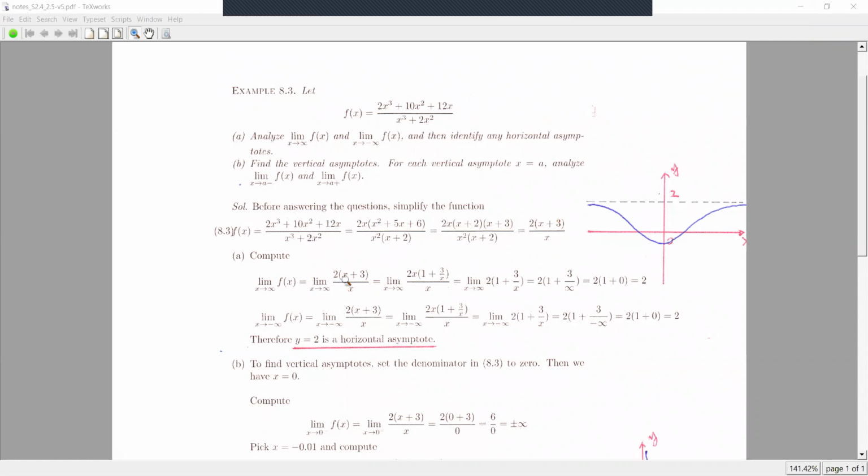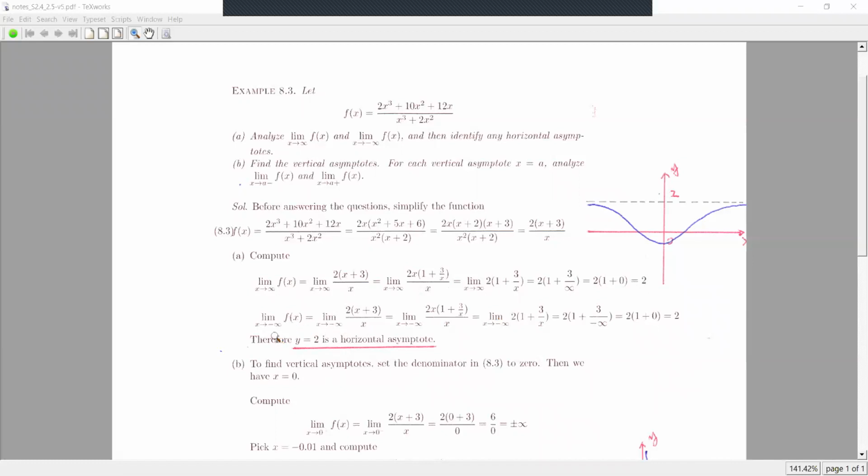Take out the highest power x on the top. Then we have this equation. Cancel x. Then we have this equation. As x approaches positive infinity, 3 over x approaches 0. So this limit is this number. This number is 2. Therefore, the horizontal line passing through 2 is a horizontal asymptote.